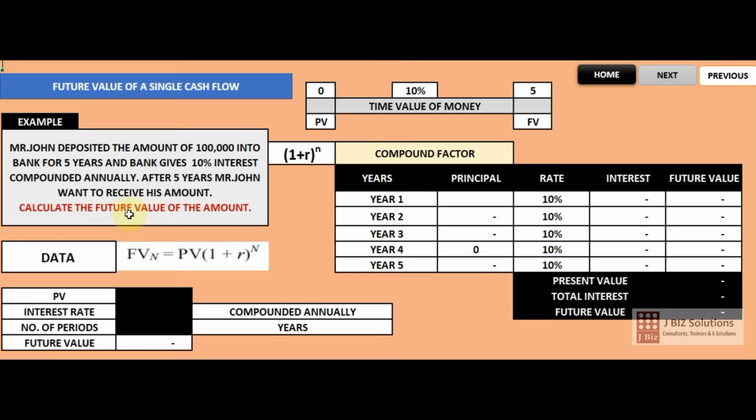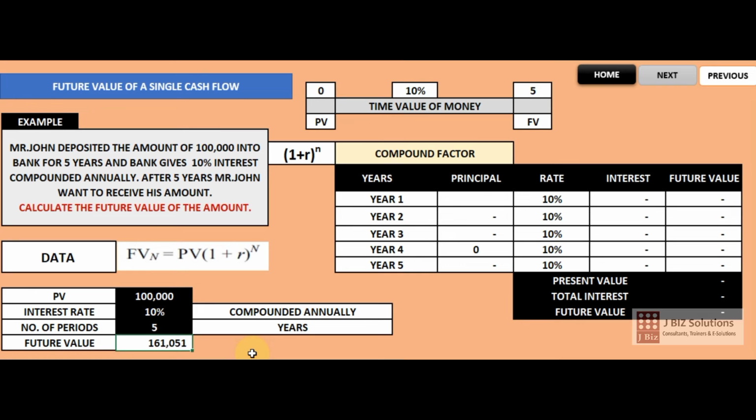First we want to calculate the future value of the amount. We have two choices. First, with the help of the formula, which is mentioned on the screen. Future value equals present value multiplied by the compound factor. So let's enter the data. Present value is $100,000. Interest rate is 10%. Number of periods is 5 years. So you will get the answer of $161,051.